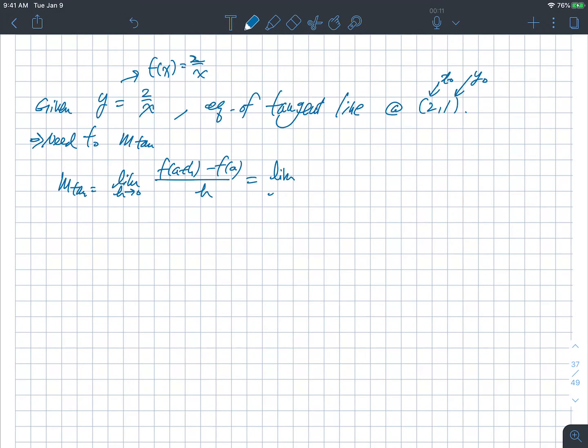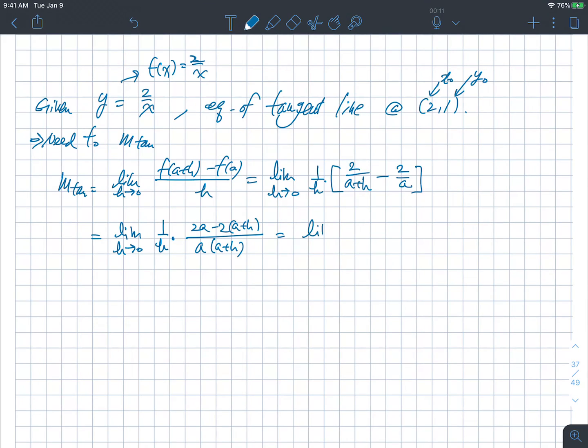Now, when you do that, we end up with 2 over a plus h minus 2 over a. Now, I suppose I could go over h, but I will have a complex fraction. So whatever we do, when you divide by a number, we multiply by its reciprocal. And I'm just going to put that in the front. Visually, it's easier to look at. Now that we have a difference of fractions, we're going to have a common denominator. That's going to give you a times a plus h, with 2a minus twice the a plus h.